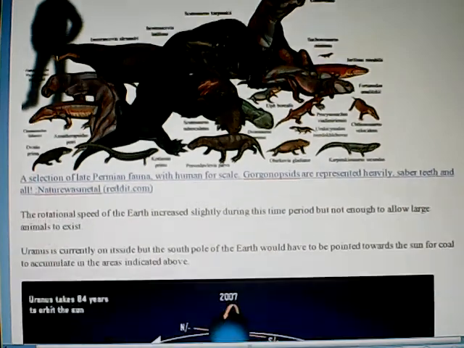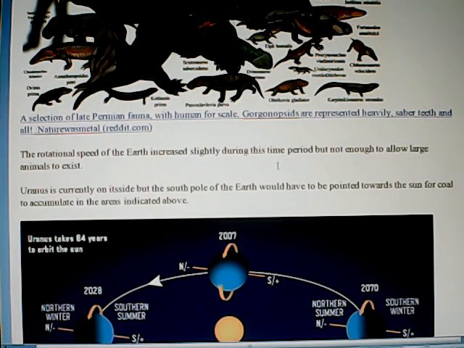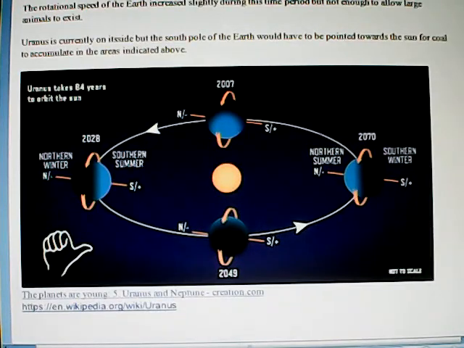A lot of ugly lizards. Okay, the rotational speed of the Earth increased slightly during this time period, but not enough to allow large animals to exist. Uranus is currently on its side, but the south pole of the Earth would have had to be pointed toward the sun for coal to accumulate in the areas indicated above.